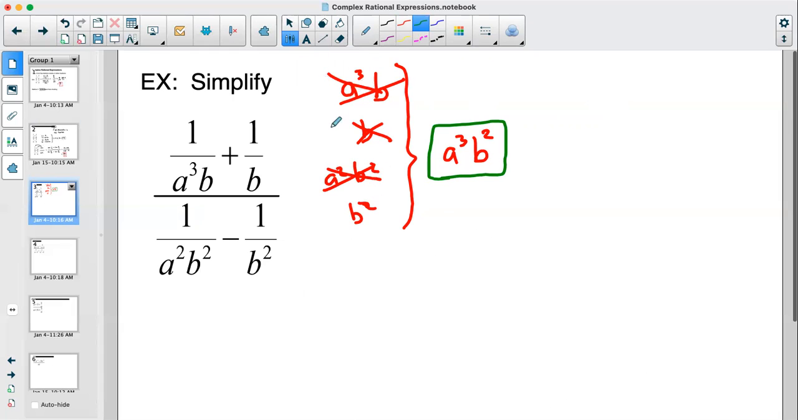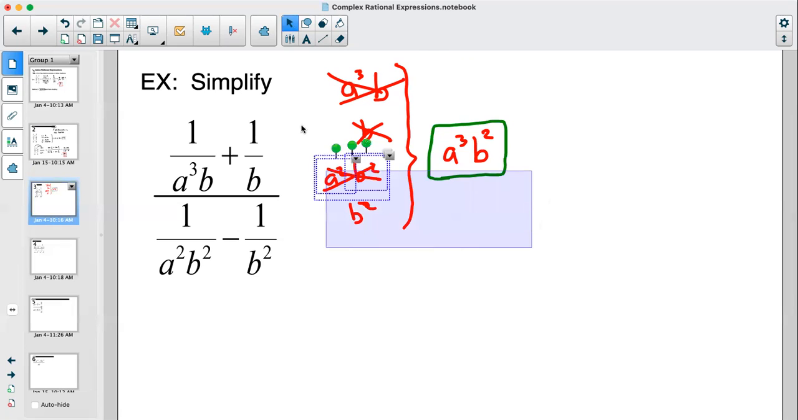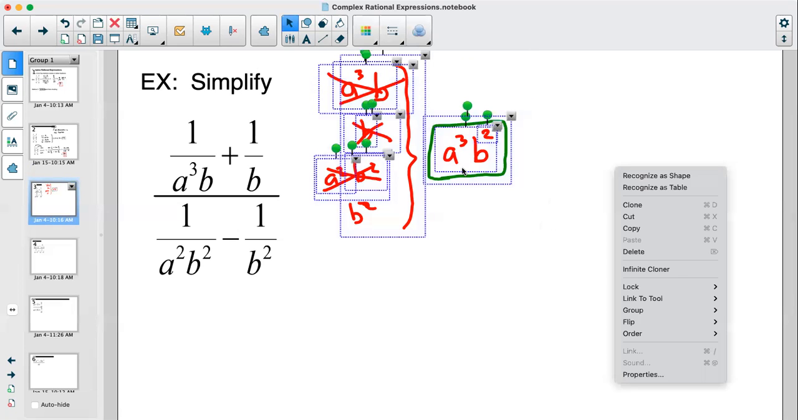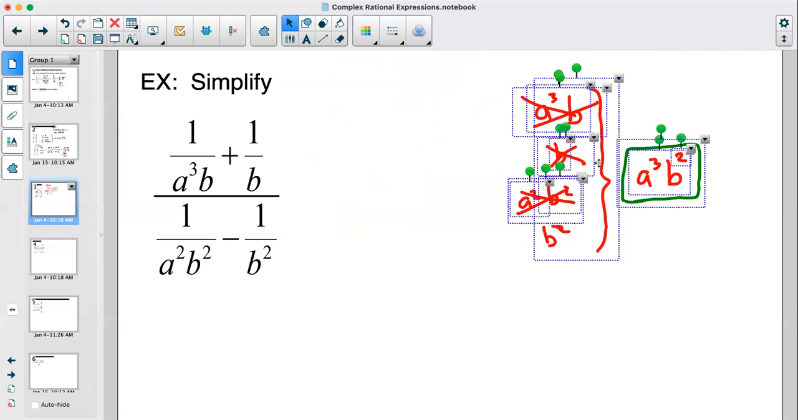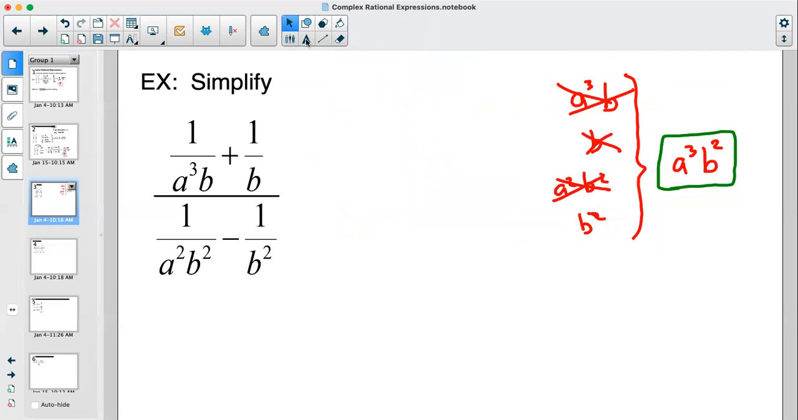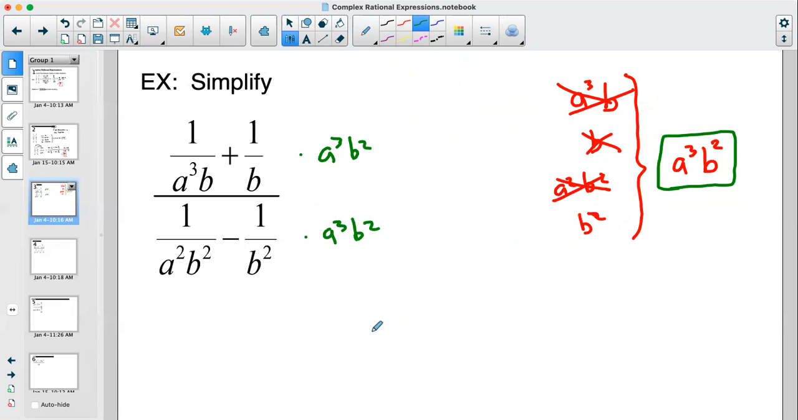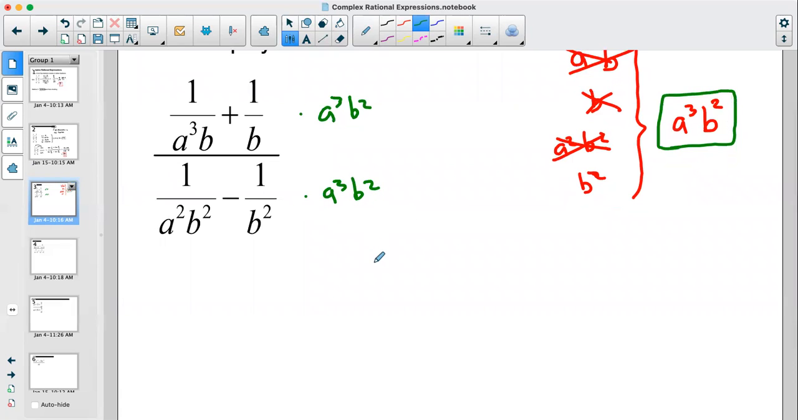Okay, so now my plan is to multiply my original fraction by this LCD here. So times a cubed b squared times a cubed b squared. And this is where the dividing and then multiplying thing comes in real handy.